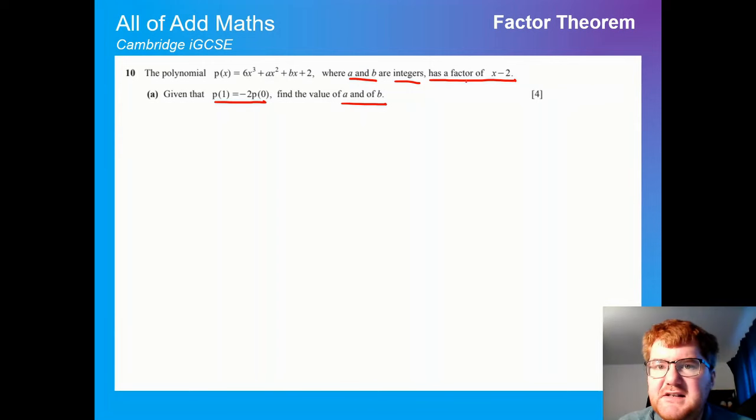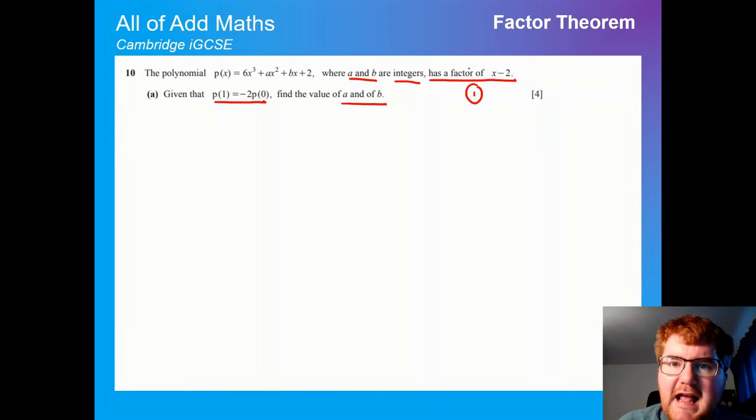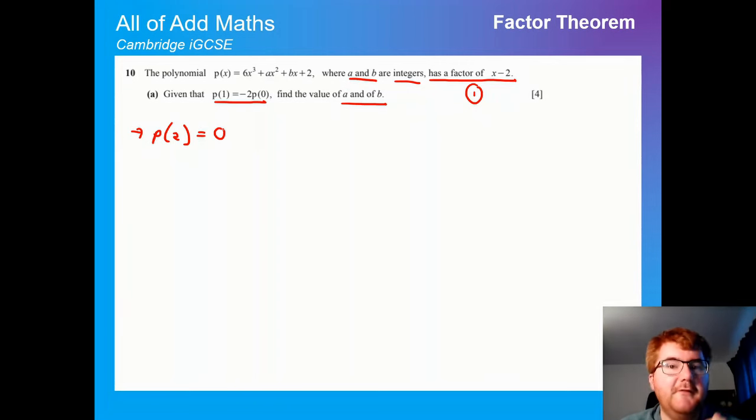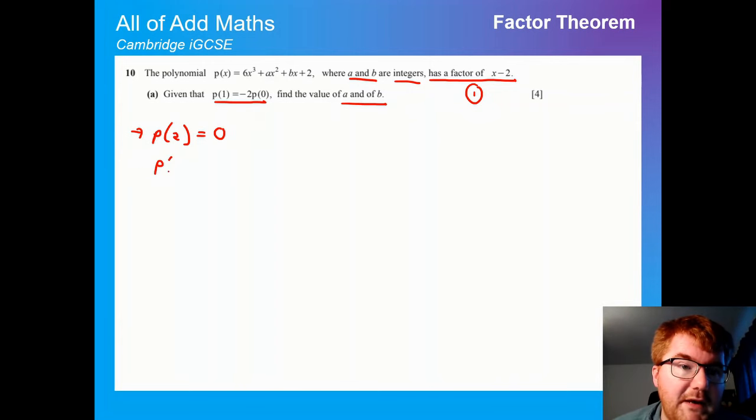So the first thing to consider is this first bit of information. It has a factor of x minus 2. What that means is that p of 2, remember we have to flip this sign, the minus to a plus, is going to be equal to 0 because it divides incompletely. It's a factor. So what does that mean? Well, p of 2, we're going to pop in 2 wherever we see an x.